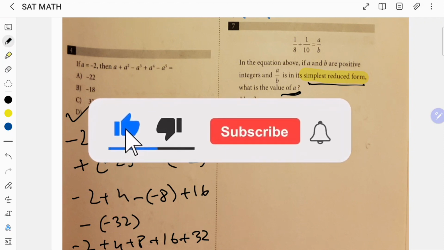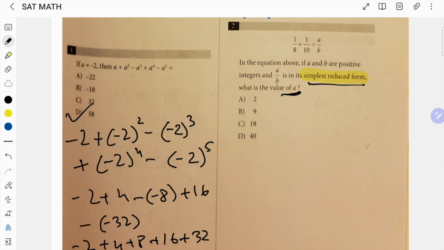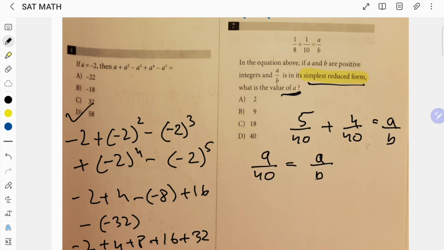So here, instead of taking the LCM just by multiplying, like normally I would take 10 plus 8 divided by 80. Here, since we know that it's in its simplest form, let's try taking 40, because 8 and 10 are both factors of 40. So we get 5 plus 4 by 40 equals A by B. So we get 9 by 40 equals A by B. And here, since this is in the simplest form, we know that A is equal to 9. So the correct option will be option B.